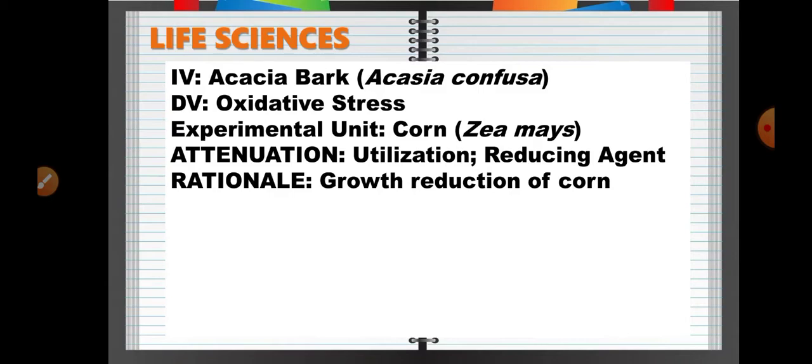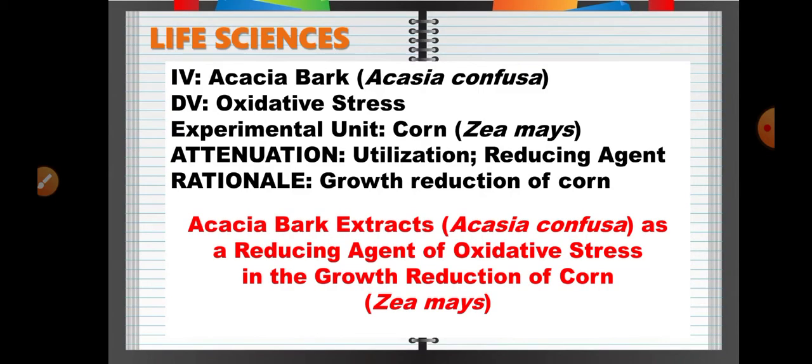So from this information, we can generate an SIP title, okay, entitled as Acacia bark extracts, Acacia confusa, as a reducing agent of oxidative stress in the growth reduction of corn or Zea mays. Okay? Or Zea mays L.